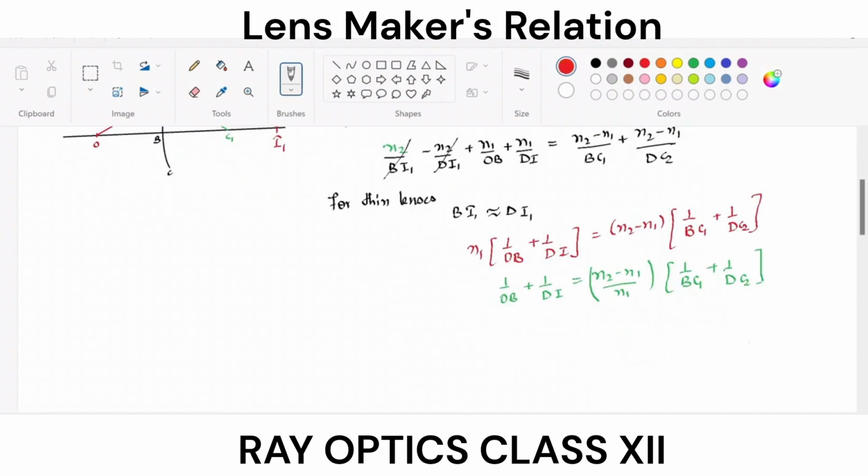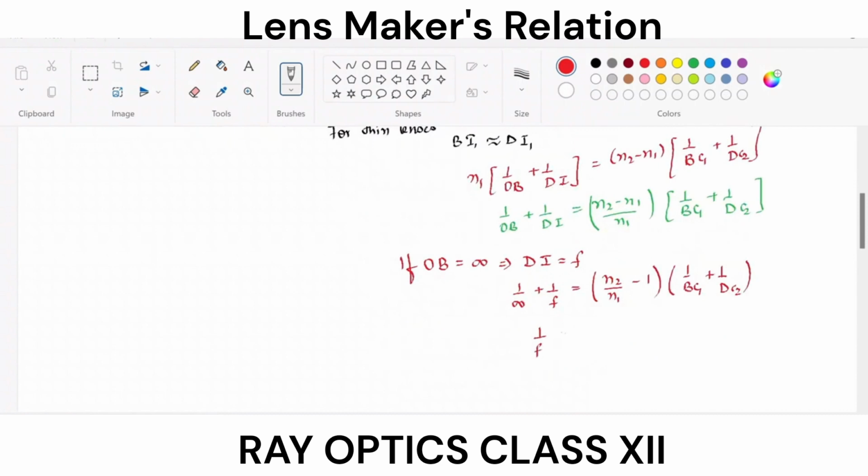Now, OB is the object distance, DI is the final image distance. If the object is placed at infinity, where will the image be formed? The image formed, DI, will be at the focus. We have learned this in 10th standard that if the object is placed at infinity, the image is formed at the focus. So this will give you 1 by infinity plus 1 by f on the left hand side. And on the right hand side I can divide them separately, N2 by N1 minus 1, and that will be 1 by BC1 plus 1 by DC2. 1 by infinity is 0, so 1 by f equals to, what is N2 by N1? Just now we used it in the previous derivation, mu.